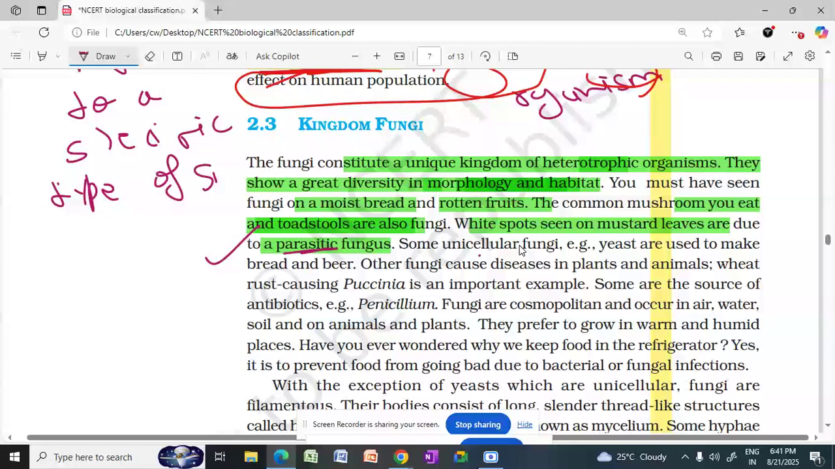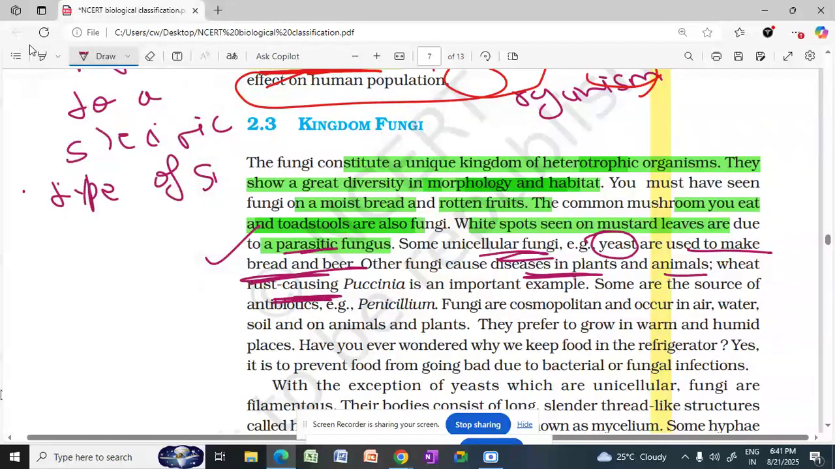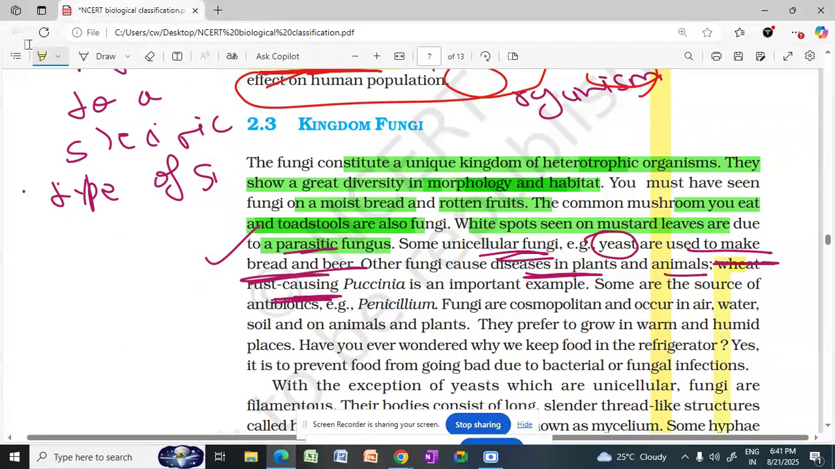Some unicellular fungi, for example yeast, are used to make bread and beer. A question can come: in order to make bread and beer, yeast is used. Yeast is a unicellular fungus. Other fungi cause disease in plants and animals. Wheat rust causing Puccinia is an important example. Puccinia causes the disease called wheat rust.